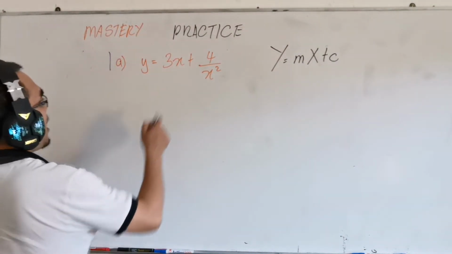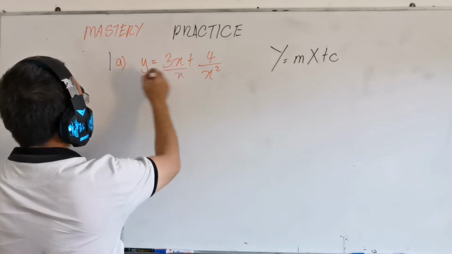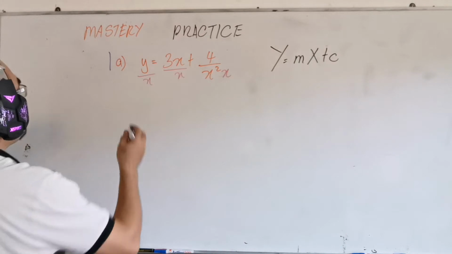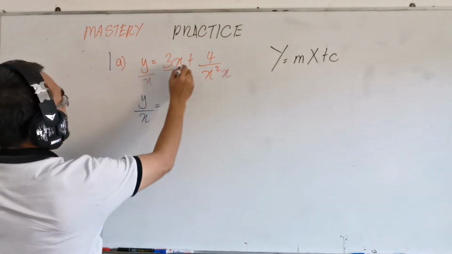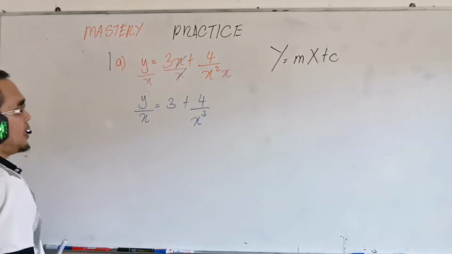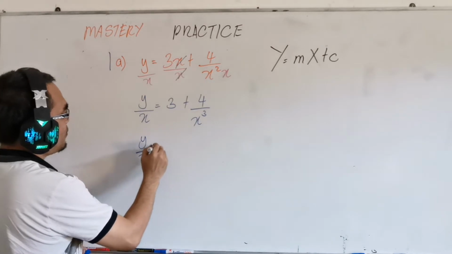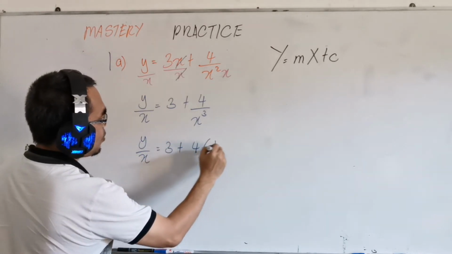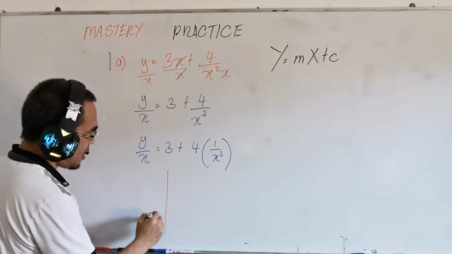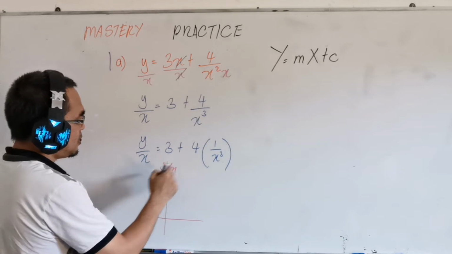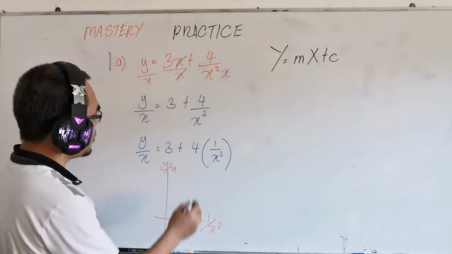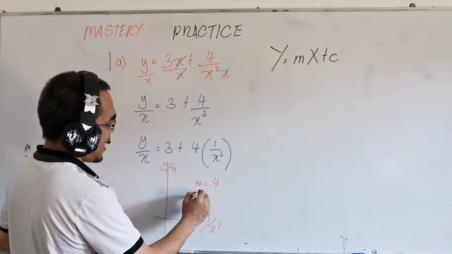So for example, if I want to eliminate this x, I will write down over x on both sides, and simplify. It becomes y over x equals 3 plus 4 over x cubed. It's better to rewrite it as y over x equals 3 plus 4 bracket 1 over x cubed. Because if we were to draw the graph, we should label this axis y over x, and this 1 over x cubed. So the m would be 4 and c would be 3.